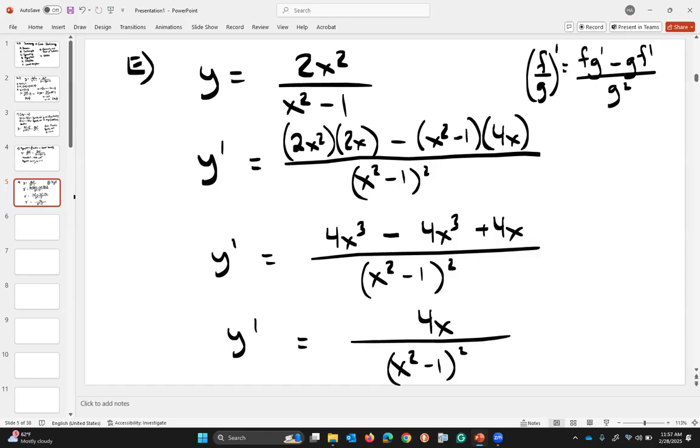How's that? It's in the initial line. Minus 2x. Should there be a 4x? Oh, wait. 2 times 2 is 4. And then x squared plus x is x cubed.